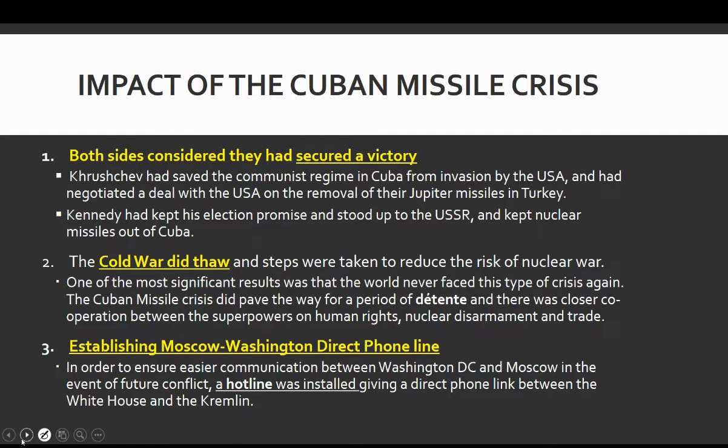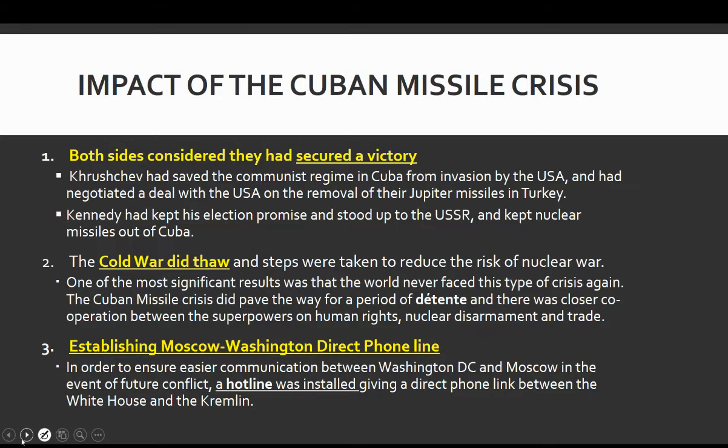So the crisis would end with 6 main impacts. The first one is that you must understand that both Kennedy and Khrushchev did win in the crisis. Kennedy managed to get the missiles removed from Cuba, and Khrushchev managed to achieve one of his biggest aims, which was for Cuba to maintain its independence and protect it from USA's possible invasion.